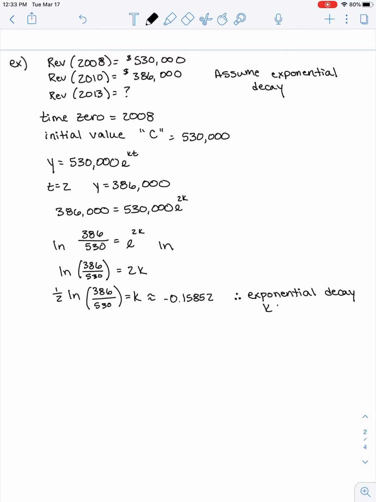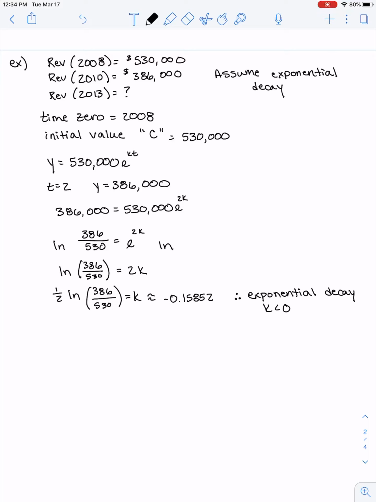This is a good double check that it's negative, because for exponential decay, k should be less than 0. So if you're doing an exponential growth problem and it turns out to be negative, you should double check your work. If you're doing an exponential decay problem and k does not turn out to be negative, you should also double check your work there.